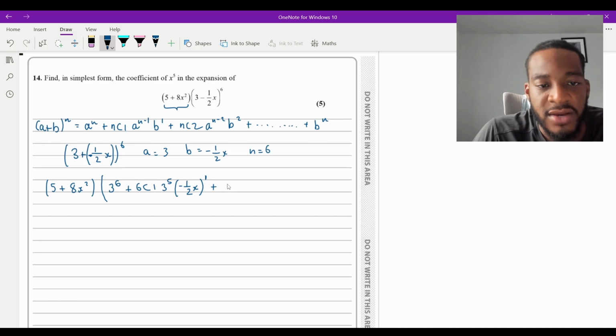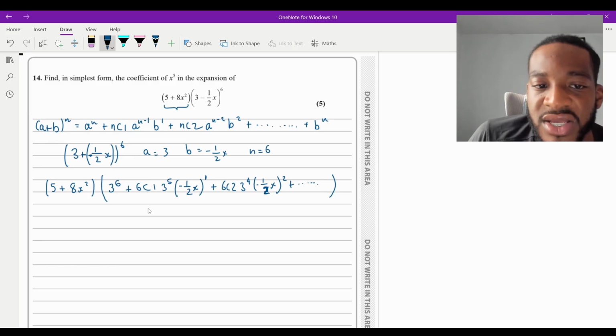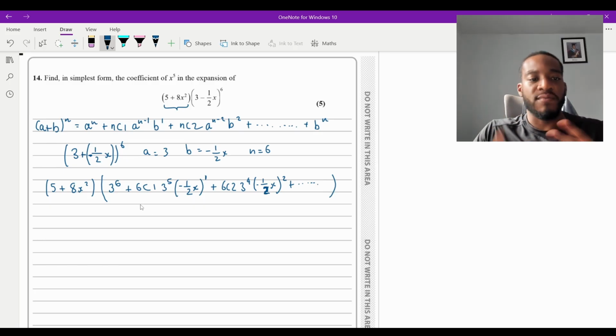And then continuing it, it's going to be 6C2 and then 3 to the power of 4, and then minus a half x to the power of 2, isn't it? Minus a half x to the power of 2, and so on and so forth. Now, when you're doing these types of questions, they don't want you to expand everything because it takes too much time. You've got to be clever with it.